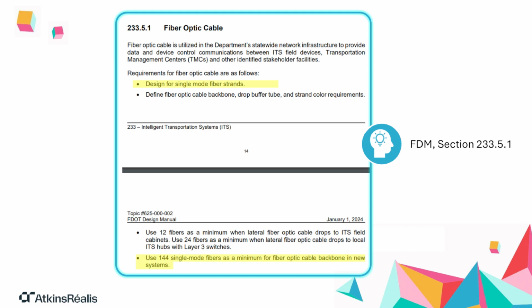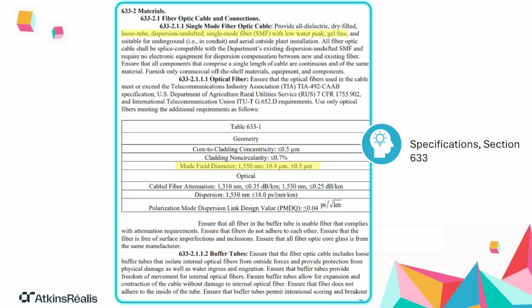First, the FDOT Design Manual, FDM, Section 233.5.1. It explicitly states that all ITES applications must be designed using single-mode fiber. No ambiguity there. It also mandates a minimum fiber count for new backbone installations. 144 single-mode fibers. That ensures plenty of capacity for current needs and future growth. Okay, single mode mandatory, 144 fibers minimum for backbones. What about the cable construction itself?